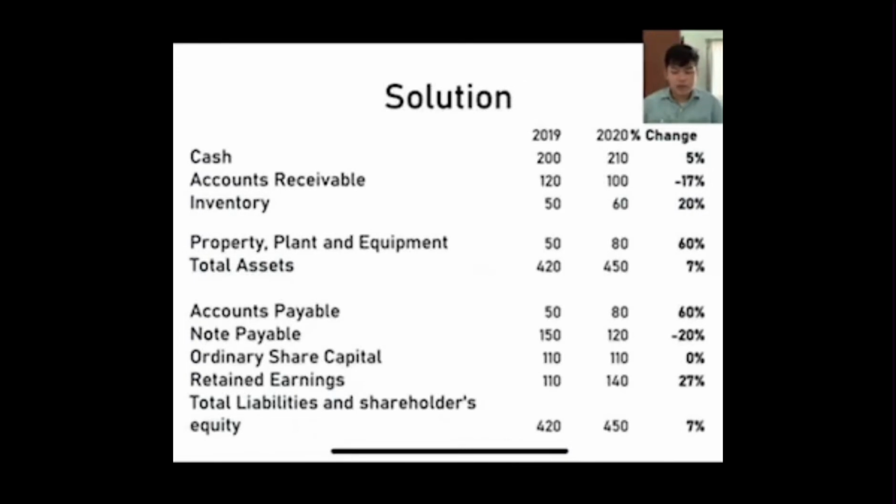Here's the example. So, tingnan natin sa cash. Yung change daw, tumaas siya ng 5%. So, paano natin nakuha yung 5%? Ayan. 210 minus 200. So, di ba? 10 divided by base amount.